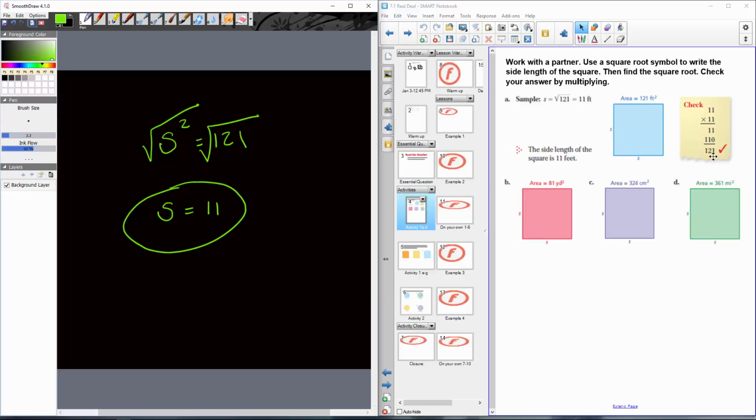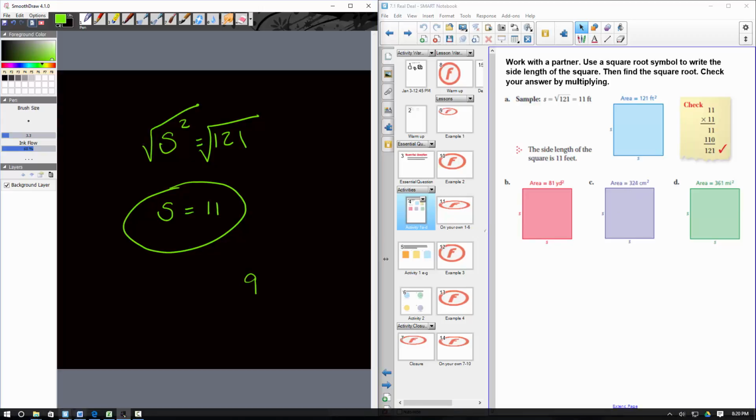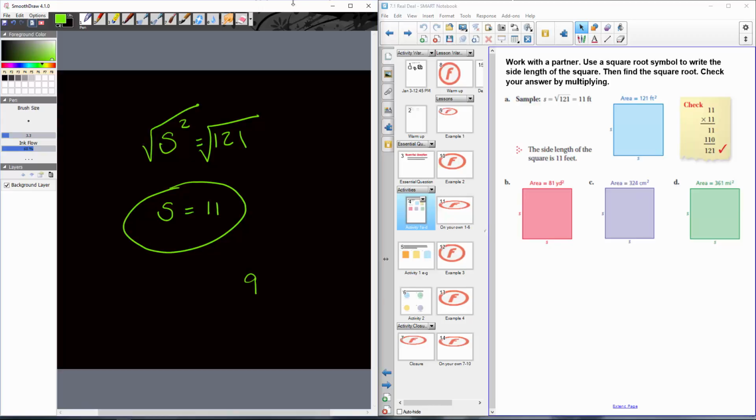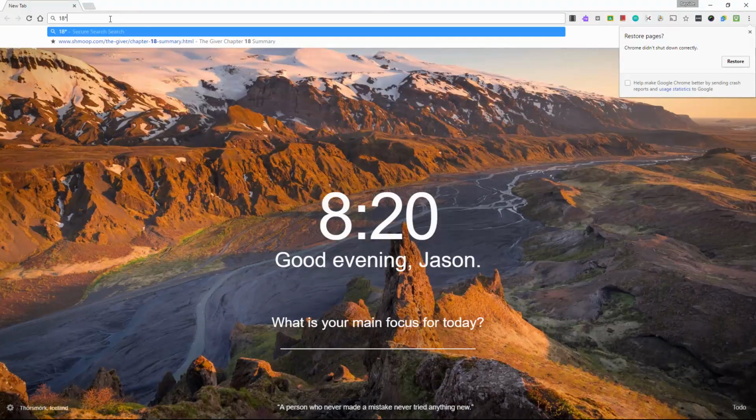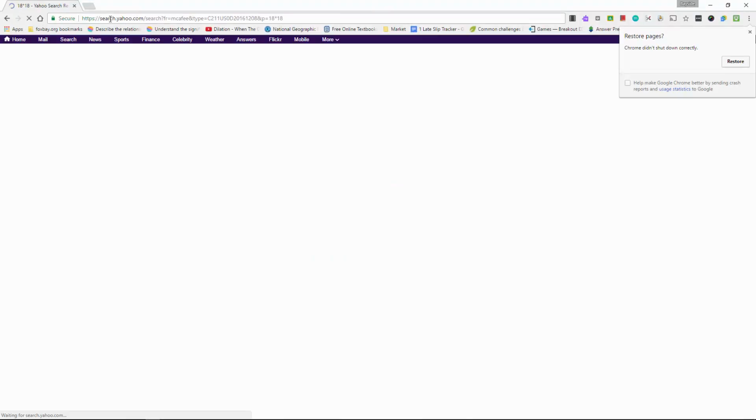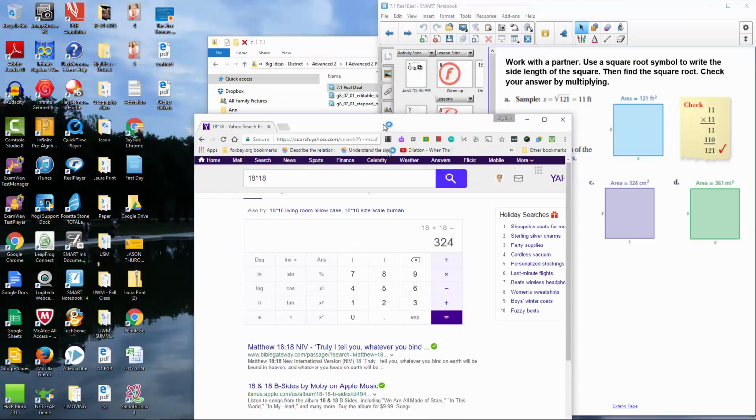So s is 11. If I do this one here, what times what is 81? And it is 9. This here is what times what is 324? I believe it's, let's just double check it real fast. I think it's 18. Let's just look. So 18 times 18 is 324.